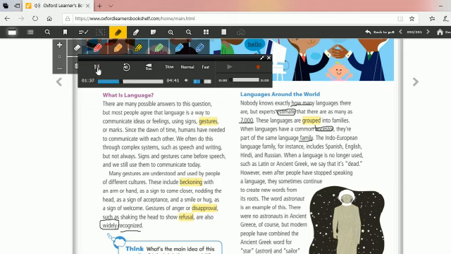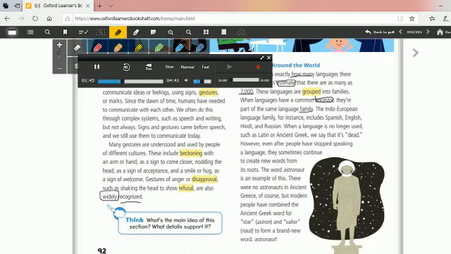When a language is no longer used, such as Latin or ancient Greek, we say that it's dead. However, even after people have stopped speaking a language, they sometimes continue to create new words from its roots. The word astronaut is an example of this. There were no astronauts in ancient Greece, of course, but modern people have combined the ancient Greek word for star, astron, and sailor, naut, to form a brand new word, astronaut.